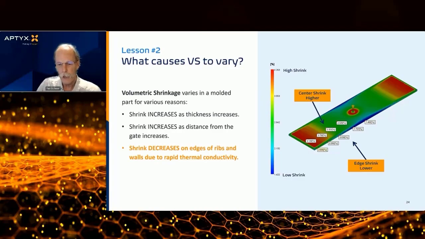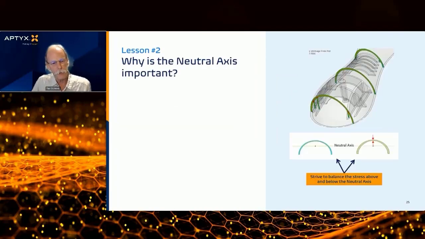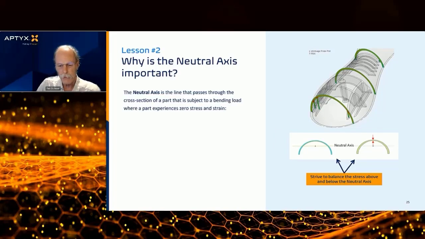Another concept for you guys to think about is this neutral axis. Brian referred to it. And I got a little handle over here. We'll come back to this handle later in the presentation. But if you just envision sort of a neutral axis running through the center of this part, what happens is if we have an imbalance of volumetric shrink on both sides of that axis, something's going to happen.